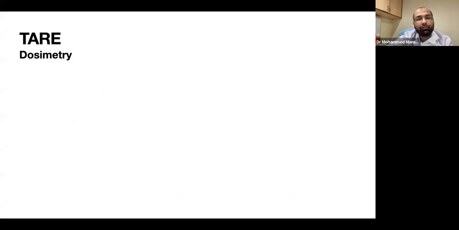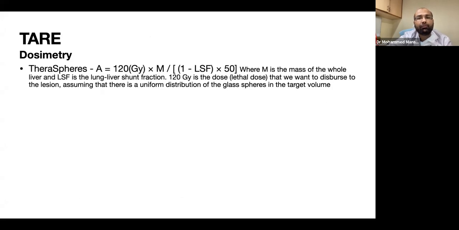And calculation of dosimetry in TheraSpheres, we have this formula where M is the mass of the whole liver and LSF is the liver shunt fraction. 120 gray is the lethal dose that we want to deliver to the tumor, and assuming that there is uniform distribution of the microspheres.